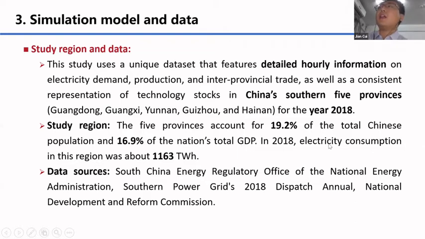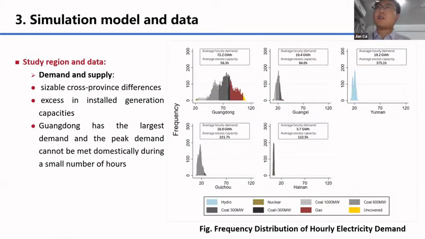And in 2018, electricity consumption in this region was about 1,163 terawatt hours. And here is our data source, mainly the hourly data from the South China Energy Regulatory Office of the National Energy Administration. And this picture gives a first glance of our hourly data. It shows the frequency distribution of hourly electricity demand alongside the average hourly demand and the average available capacity.